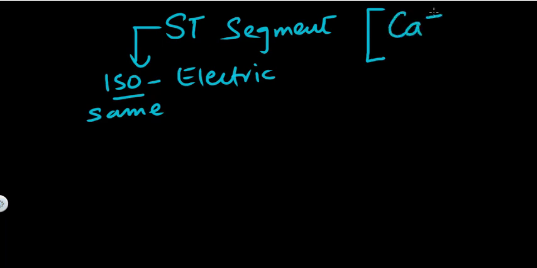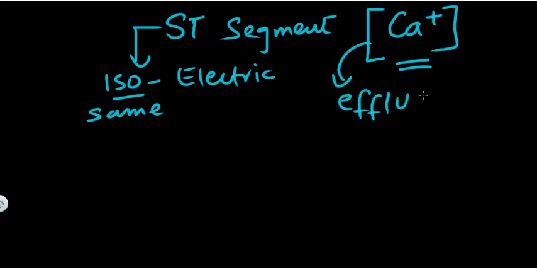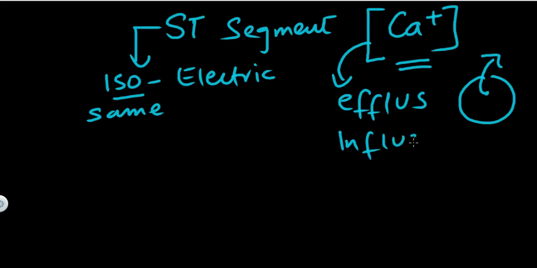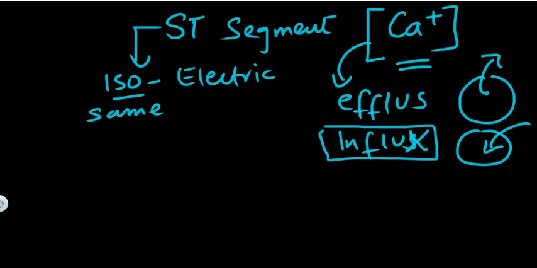So always choose calcium here, and they may ask you whether it is efflux, meaning out of the cell, or influx, which is inside the cell. So always choose this one here, or the influx of the calcium. So the ST segment is because of the influx of the calcium ions.